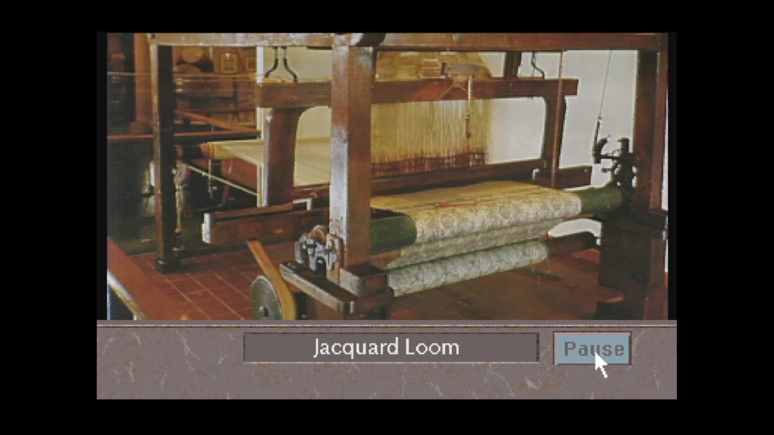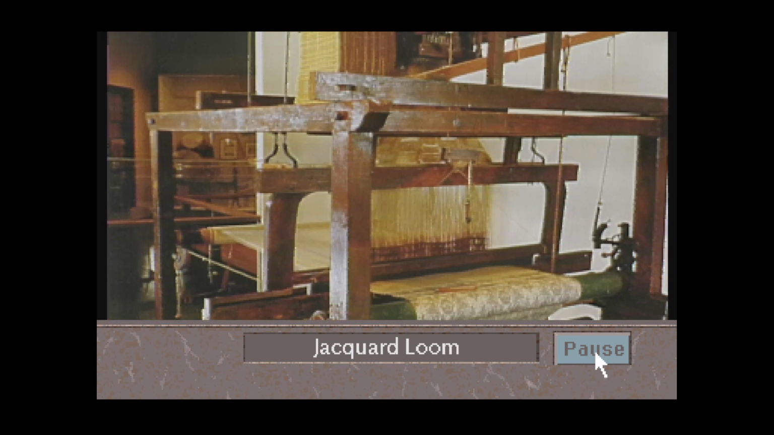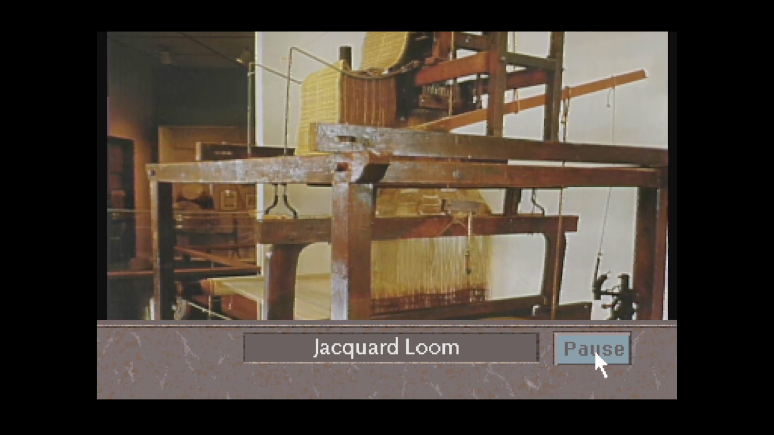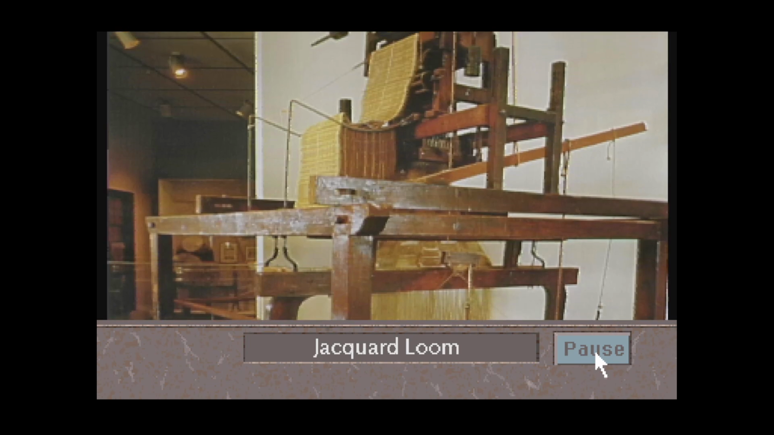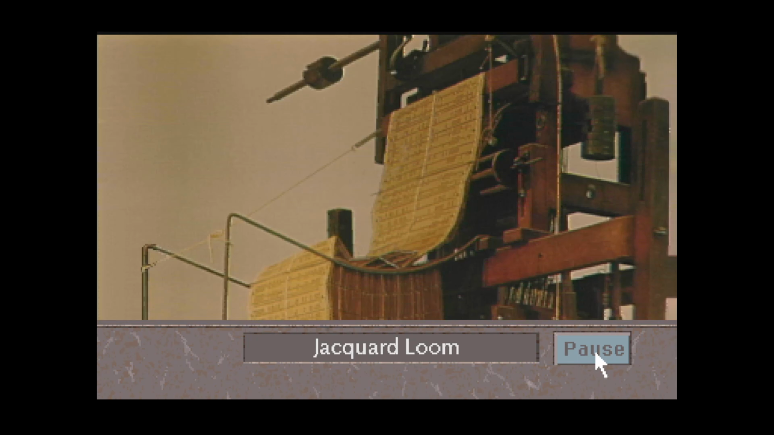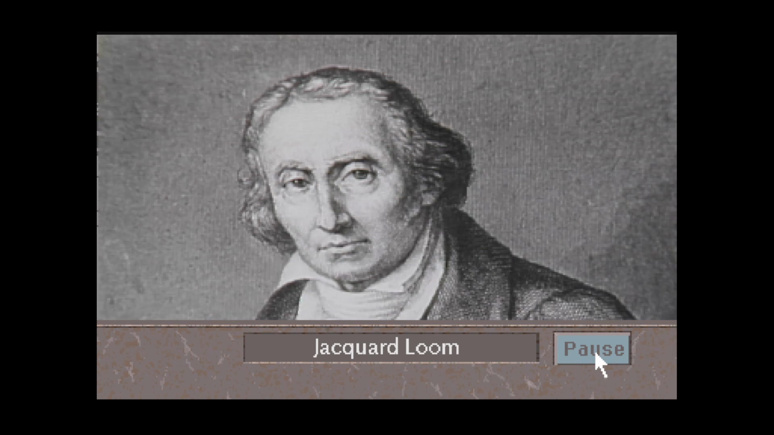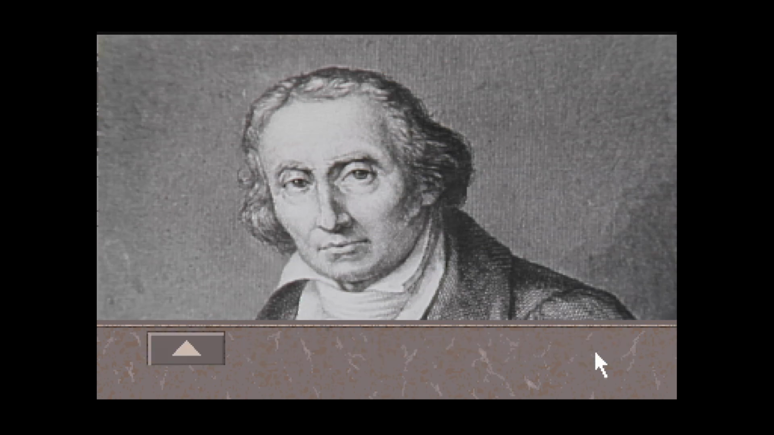A French hand loom from Lyon has an attachment that automates the selection of yarns to weave patterns. It consists of a series of cards, each punched with holes to which the loom reacts. The idea of keeping information in the form of punched cards became a vital step in the development of the computer. This was the brainchild of Joseph-Marie Jacquard.